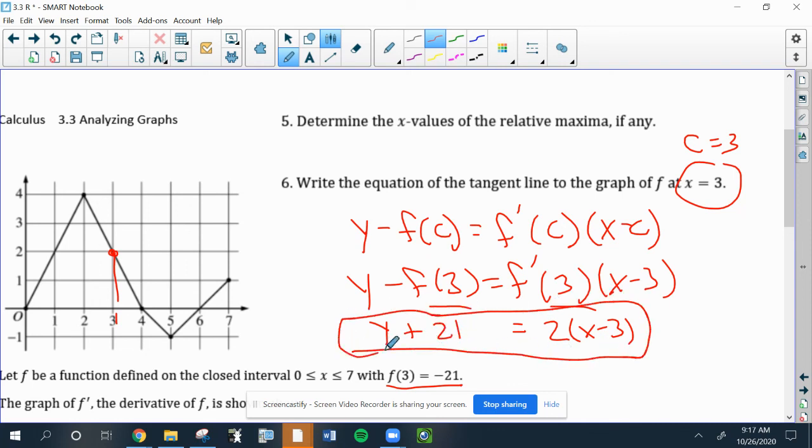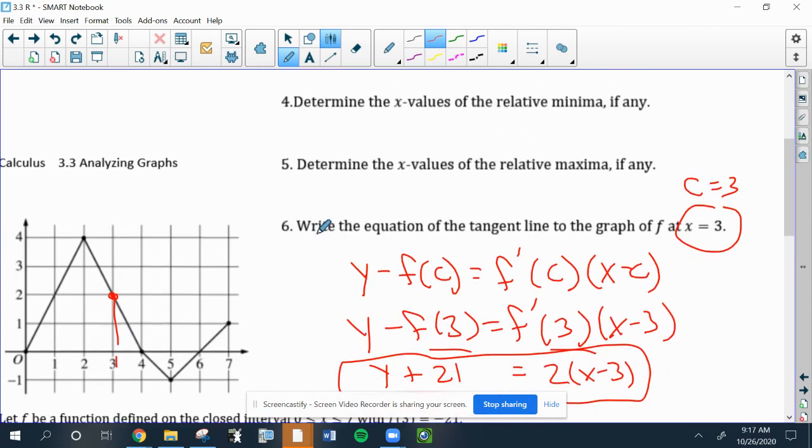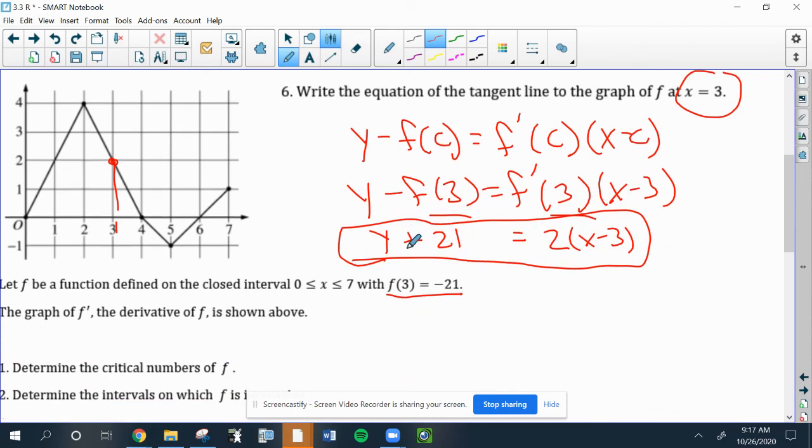So these questions are pretty easy once you understand. Once you get used to looking for the derivatives. Hopefully you're finding that. If you have any questions, let me know.